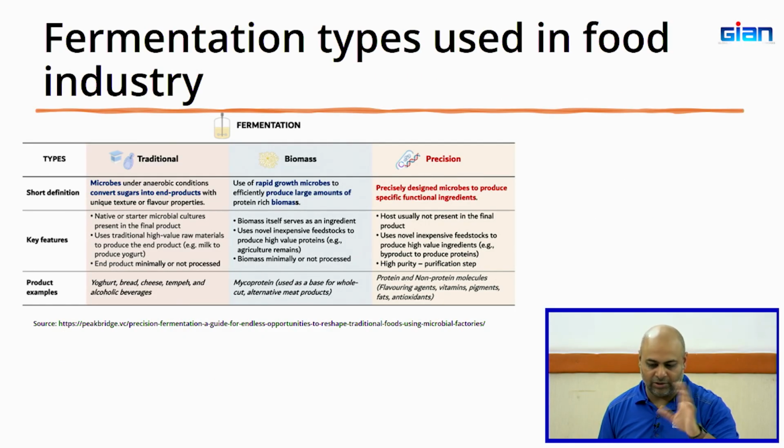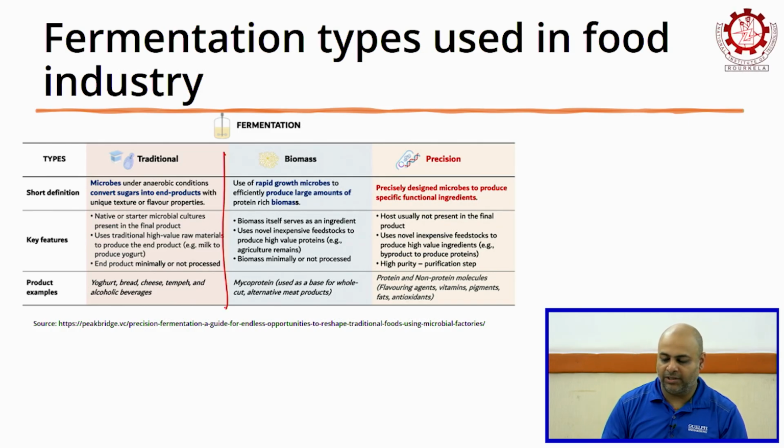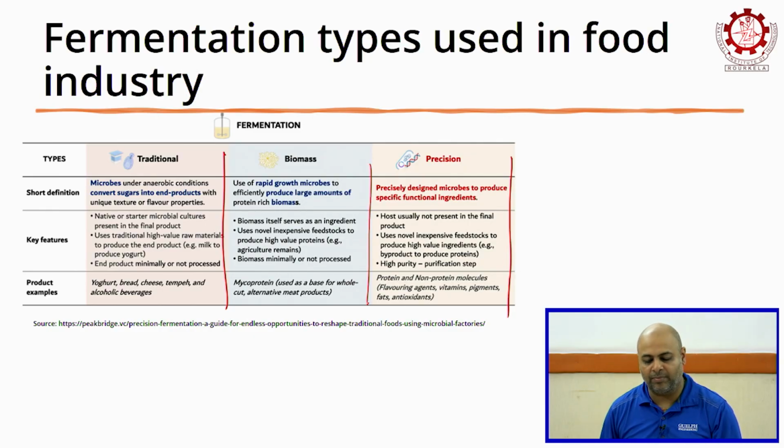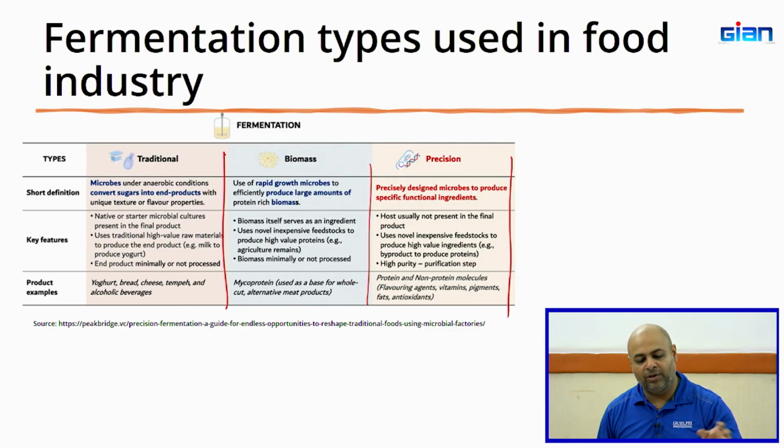Now, let's look into different types of fermentations that are used in the food industry. So you have your traditional fermentation, you have your precision fermentation, and then you have your biomass growth, just for the growth of the biomass. Microbes used under anaerobic conditions convert sugar into end products with unique textures or flavors.